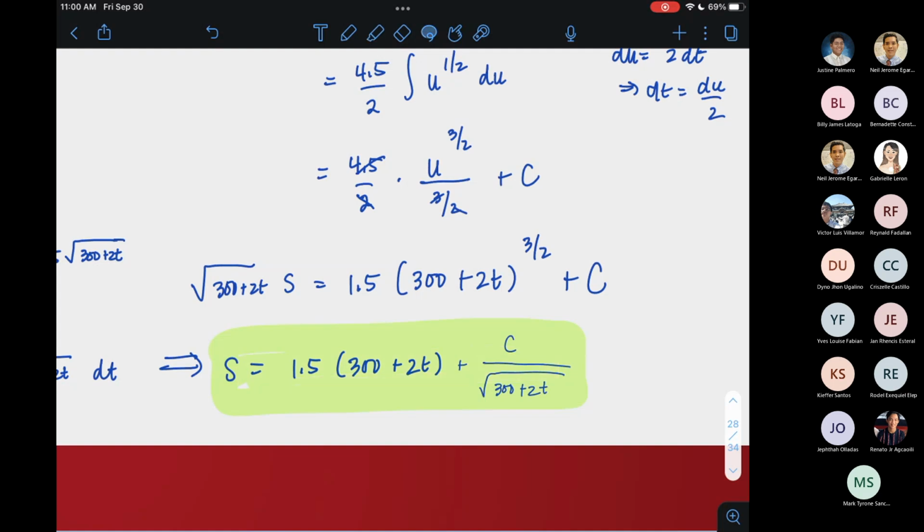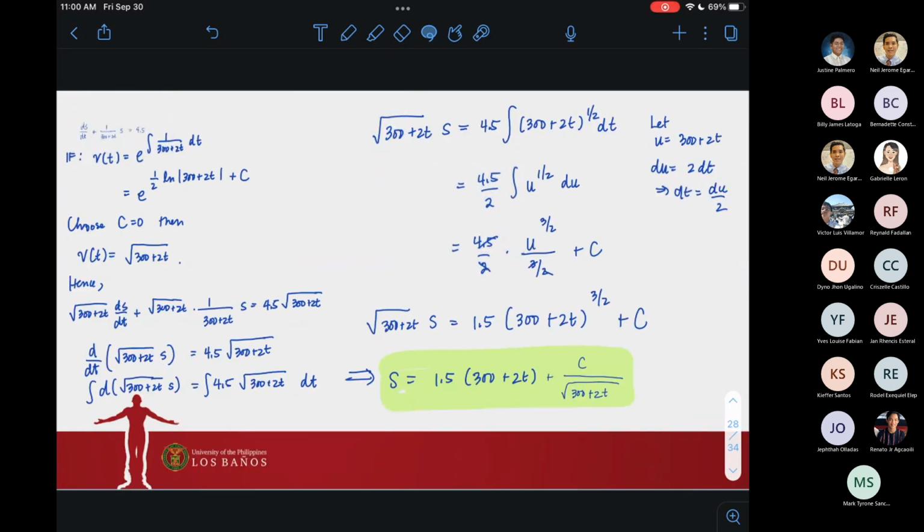Okay? Tama ba yung mga pinagagawa ko? Hopefully, I didn't commit any boo-boo on the side. Okay? Kaya lang, di pa tayo tapos kasi actual problem yung tinatanong. Hindi lang general solution. Remember, our problem is to find how much salt is in the solution at the particular time when the tank is full, right? So, ngayon magsa-substitute ako dito ng t. Pero ang problema ko ay meron pa tayong constant c dito, right?